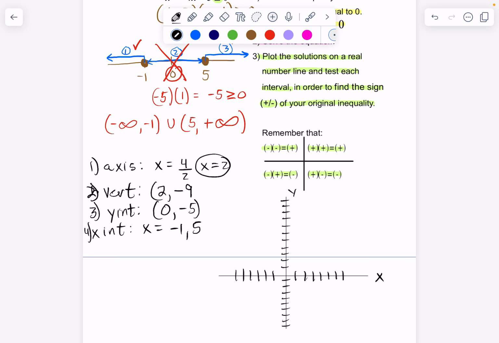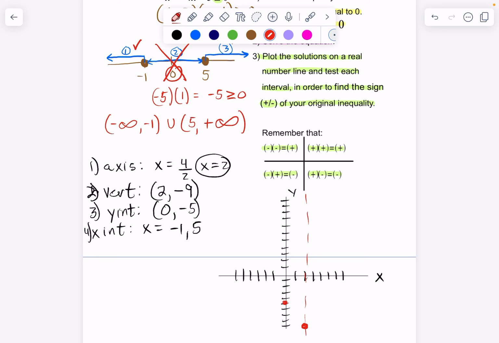Okay, so my axis of symmetry is x equals 2. So I'm going to graph that dashed line going through 2. And then we've got 2, -9 is my vertex. So 2, -9 is my vertex. My y-intercept is 0, -5. So I got 1, 2, 3, 4, 5.